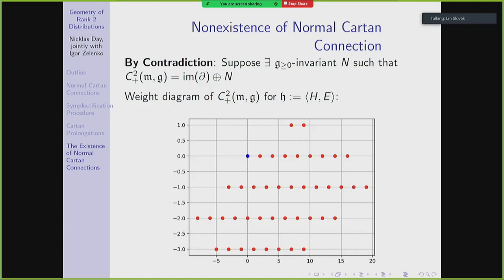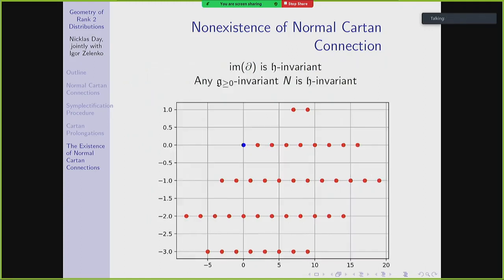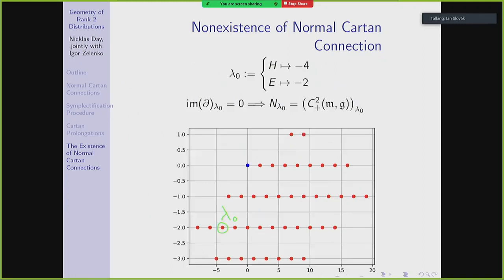But n and the image of the co-boundary also decompose into these weight spaces, right? The image of the co-boundary and n both decompose into these weight spaces. And in particular, because they decompose into weight spaces, they have to be complementary in each weight space, right? So if I can find some lambda to 0 such that the image of the co-boundary map completely misses lambda to 0, and I can actually, it's this one, then that entire weight space has to be contained in n, right? Because they have to be complementary.